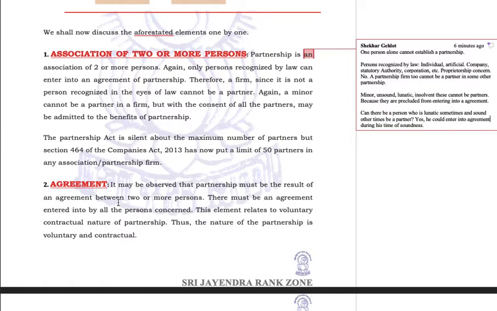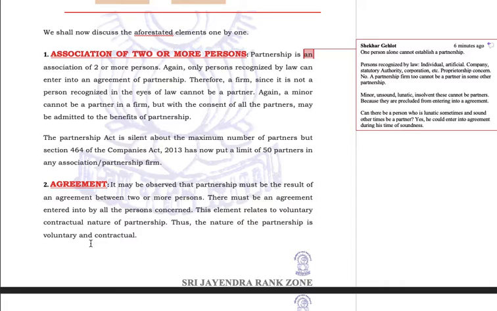Agreement. It may be observed that partnership must be the result of an agreement between two or more persons. Like we discussed, there are at least two people, because for the contract itself we need two or more than two people. We cannot have an agreement or a contract where there are less than two people.